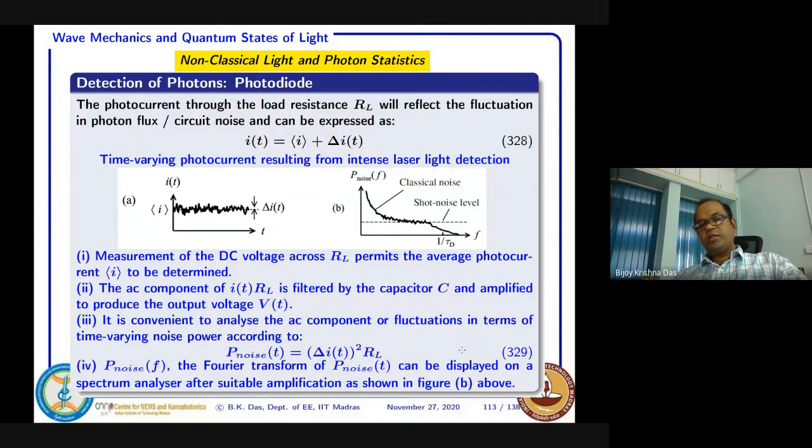Now, if you look at the photocurrent through the load resistance, typically it will have a DC as well as a time dependent AC variation, because that will reflect fluctuations in photon flux. We have seen that in a laser, it's a coherent state, and the photon arrival follows a Poissonian distribution. So even if it is high intensity, one-to-one electron numbers come because of photon absorption, right? So photons are coming in a random way. Random way means in the Poisson distribution.